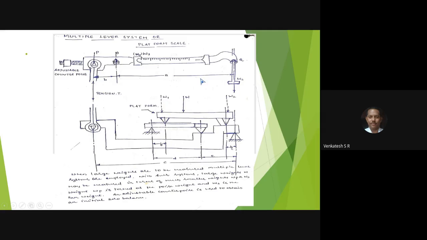Almost all of you have gone to the wholesale provision shop or the mandi. So we call it an APMC. There also they are using the multiple lever system or platform scale for measuring higher weights. Next, come to the point.